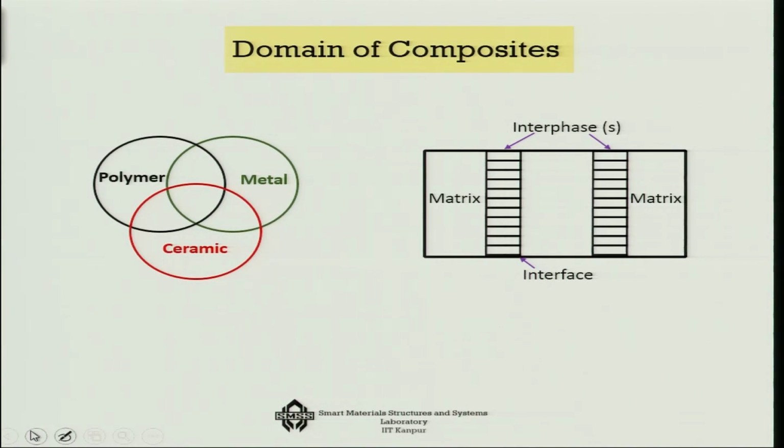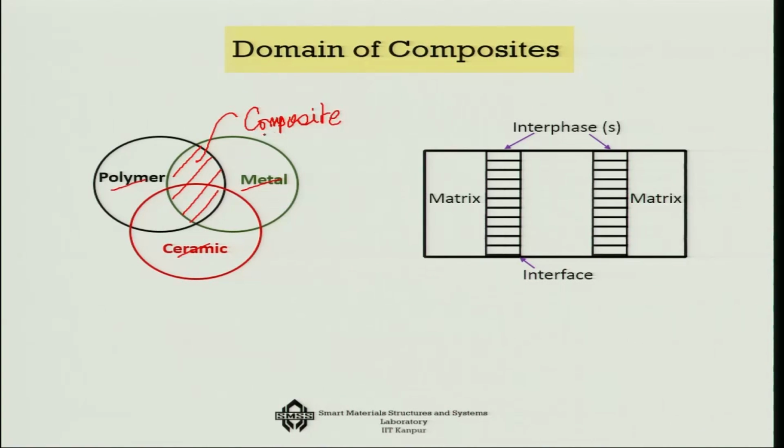What is the domain of these composites? I told you that it is a domain of mixing of polymers, metals and ceramics. That means all these interaction domains are composite domains.